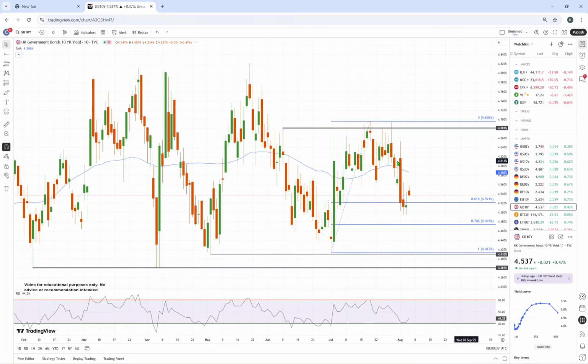Let's hope for that. The UK 10 bouncing off the 450, still in a bearish trend, but in the bigger picture, a little bit range bound, but still in a bearish trend. Could slide lower here towards, let's see what will happen here at 450 again. It dipped a little bit below, but it's actually still holding on.